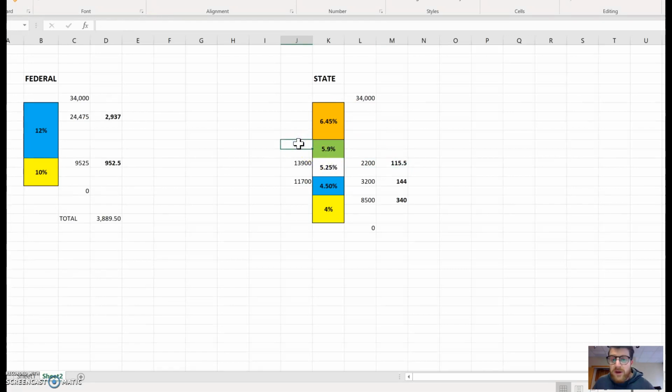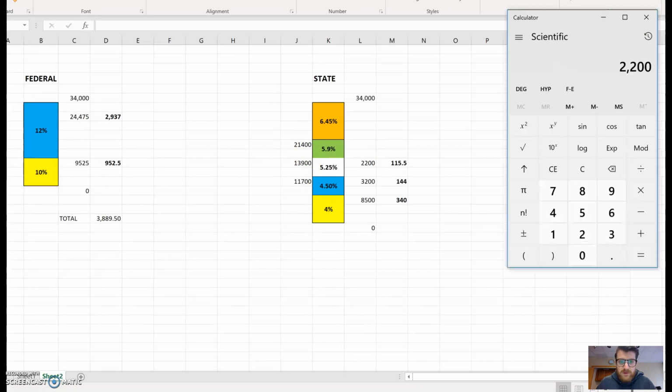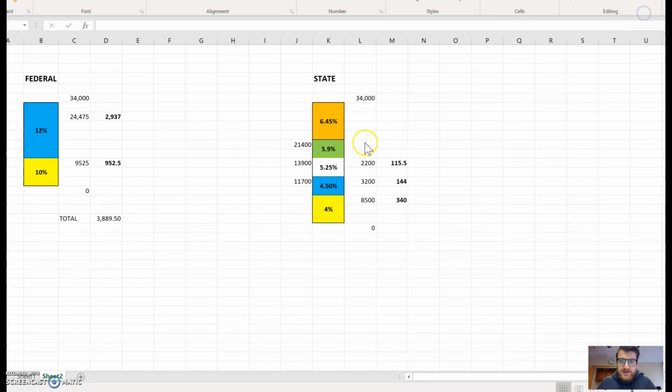Now looking at the 5.9 bracket, it goes up to 21,400. So how much money is that working out to be from 13,900 all the way up to 21,400? We're going to subtract. I know this is very repetitive. The only one that's different is the top bracket. So $7,500. We're almost there. All right, and this gets taxed 5.9%, so 0.059.